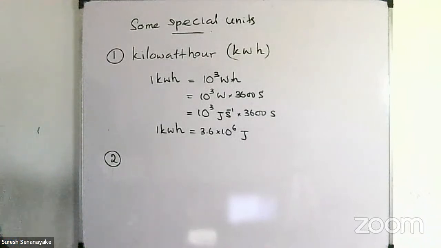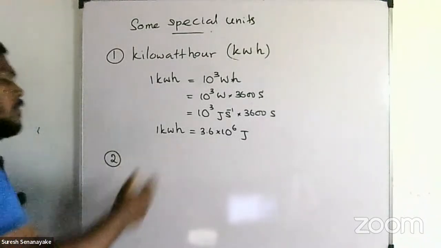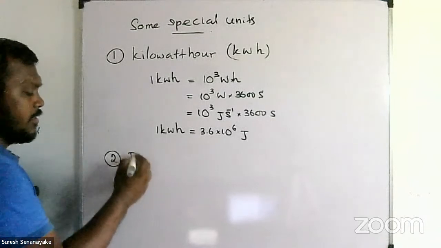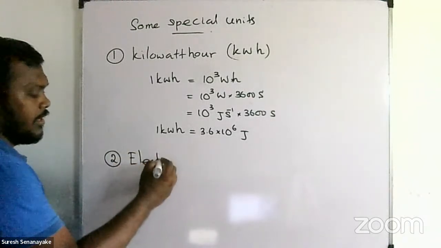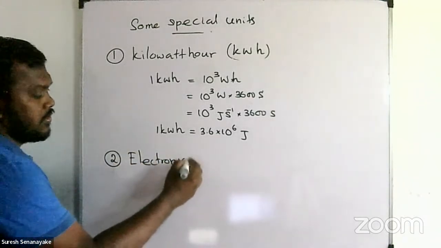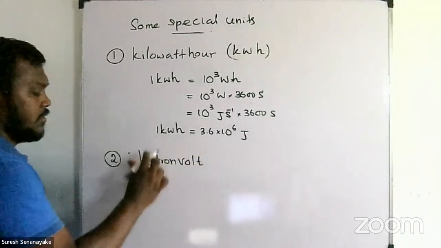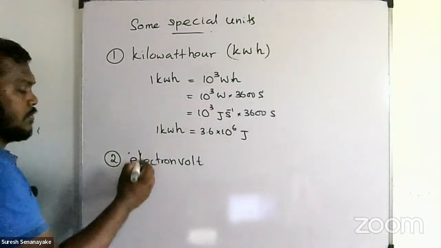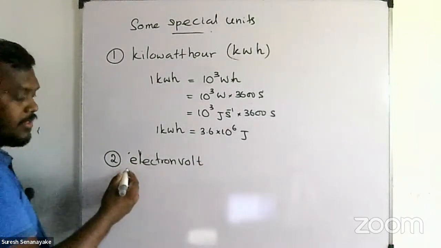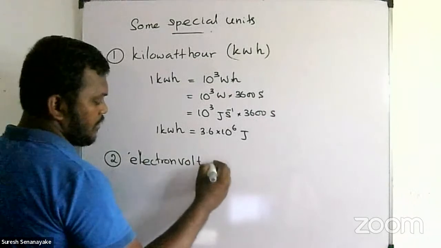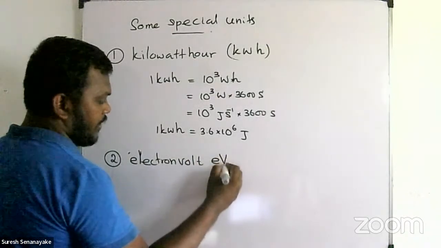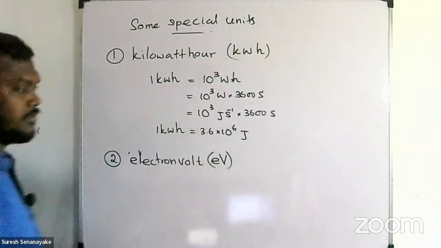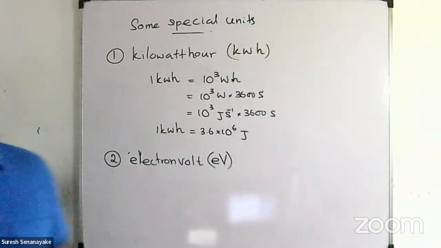Next one, again copy down. That's electron volt. This should be simple, because unit names we normally write in simple letters. Electron volt, eV is the symbol.